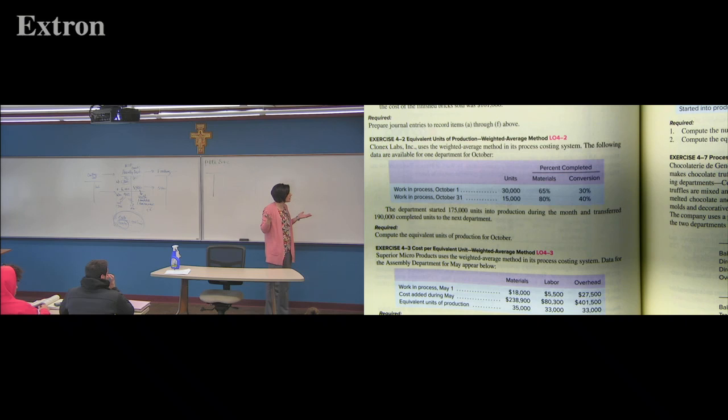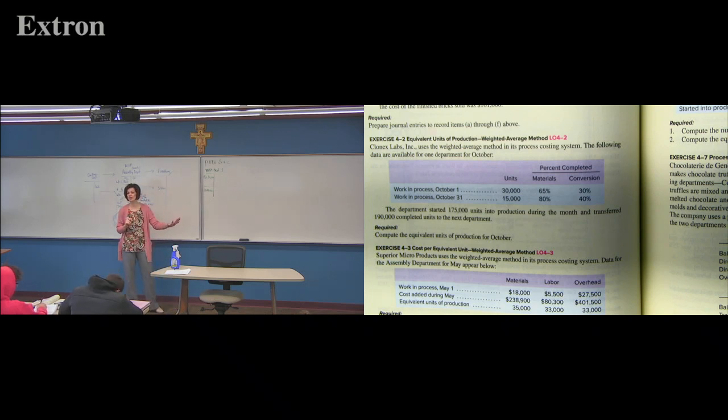I don't know what department it is. We can call it whatever we want. It's work in process. Department 1, let's just say, or whatever you want to call it. They don't really give us a specific name here. So it gives us work in process October 1, work in process October 31. So that's the beginning and ending balances. So look, beginning balance in terms of, and this is all units, 30,000, right? And then my ending balance, it says, is 15,000. So that would be October 1 and October 31, if you want to add dates to those.